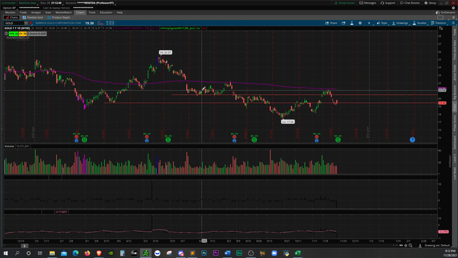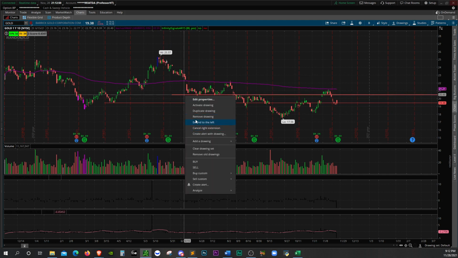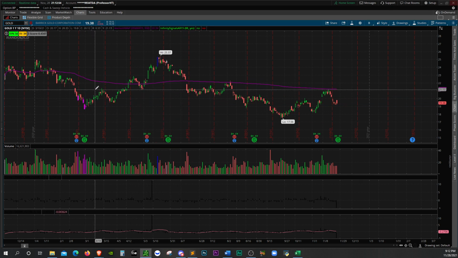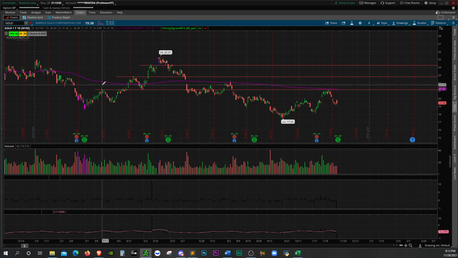And same concept here with resistance. All right, so I'm going to remove this again. Right here is weak resistance, weak resistance, weak resistance, right? And the reason it's weak, again, is because it does not stop the trend. It does not reverse the trend. The trend just kind of bounces off of it and then moves back through it. That's going to be weak resistance.